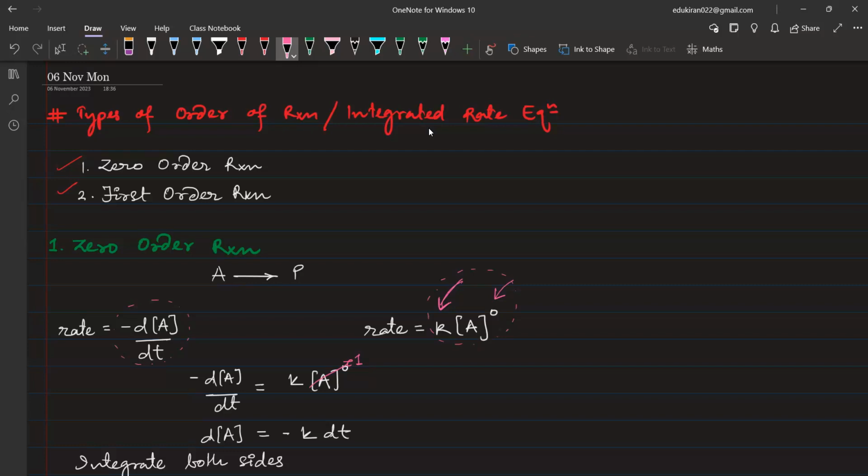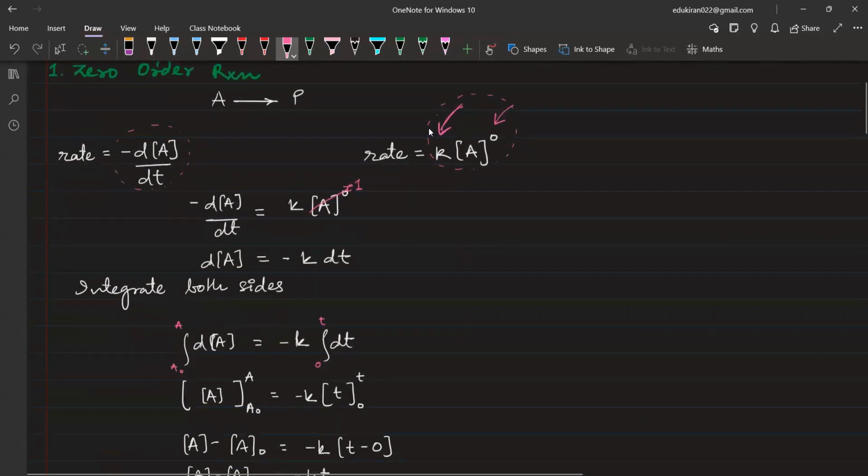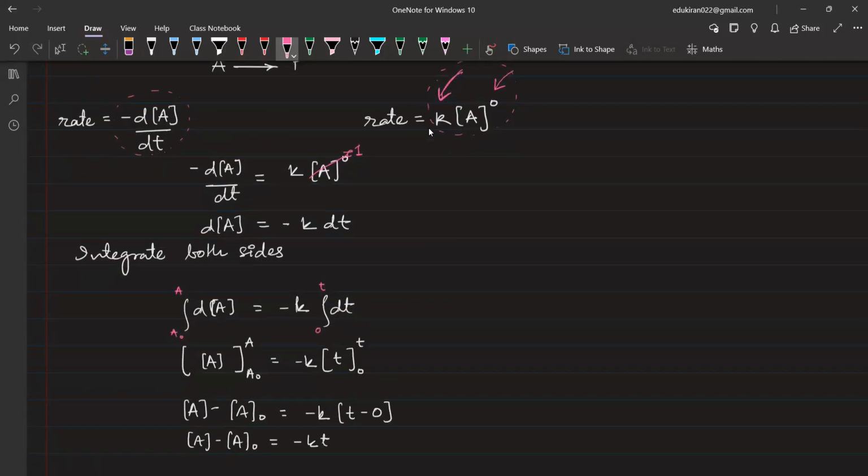So now you are going to equate both of these things. Minus dA upon dt is equal to K concentration of A to the power 0. Concentration of A to the power 0 will be equal to 1, so we can ignore that part. I will take the dt to the other side, variable separation. dA is equal to minus k dt. Now once I integrate both sides with limits, the limit of A will be initial concentration of A to whatever concentration of A is after time t.